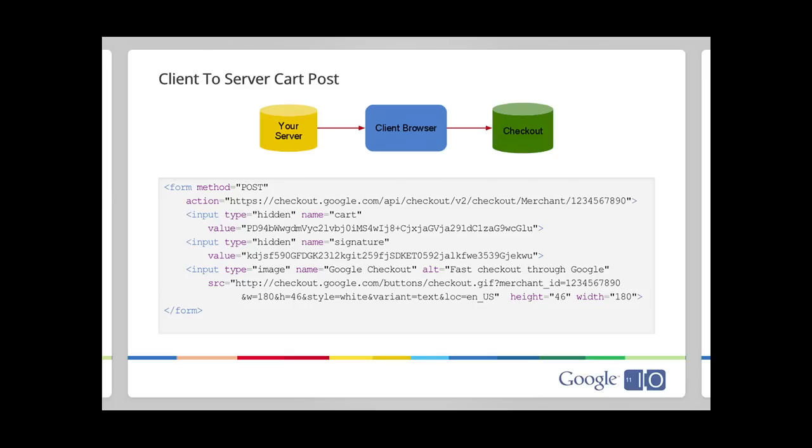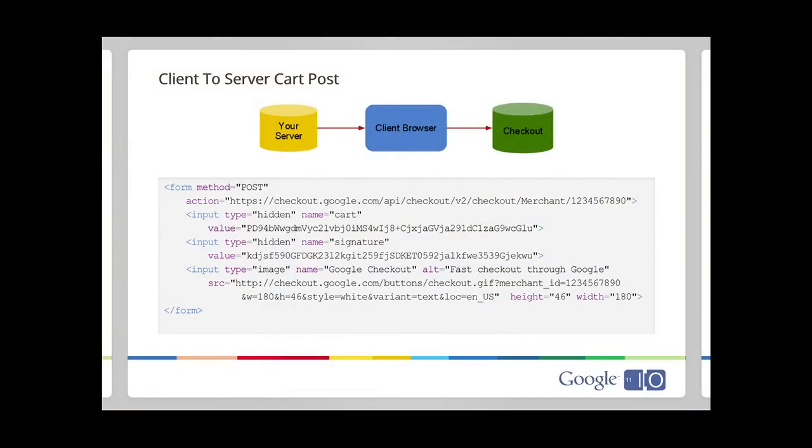The form post is composed of two name value pairs. You have the cart, which is a base64 encoded XML representation of the cart API XML, and the signature, which is a base64 representation of the cart HMAC SHA-1 hash, using the merchant's merchant key to sign the hash.